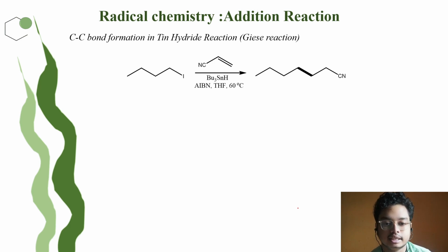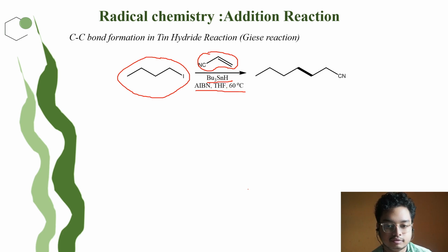This is nothing but a Giese reaction. So what happened is that if you have an alkene, especially a bromo or iodoalkene, in the presence of an electron deficient alkene and our tributyl tin hydride and AIBN in THF, this particular addition reaction takes place, where new carbon-carbon bond formation has been observed. So let us understand the mechanism of this particular reaction.